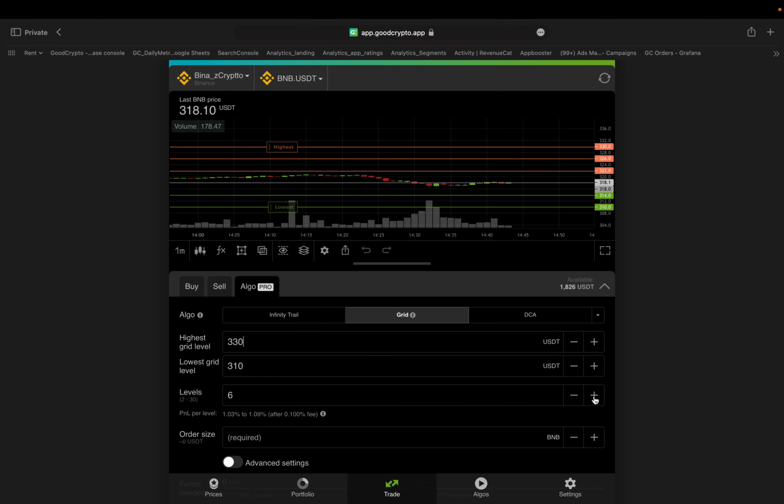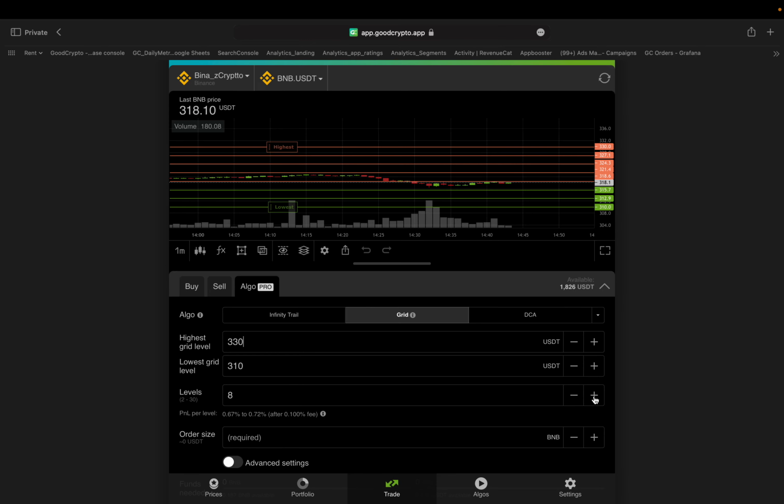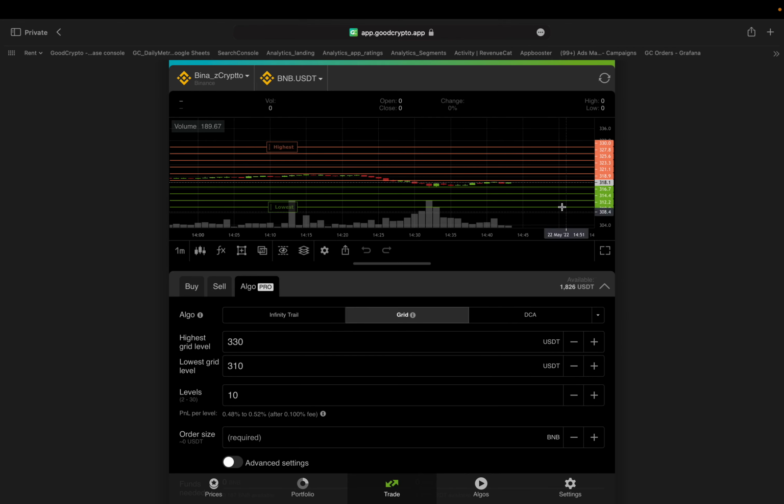So when you increase the amount of grid levels, I'm going here from 5 to 10. As you can see, the grid became much tighter. The distance between the grid levels decreased. That means that the grid will trade much more often. So the distance the market price should move to cover for the orders to execute became much lower, twice lower than when we had five levels.